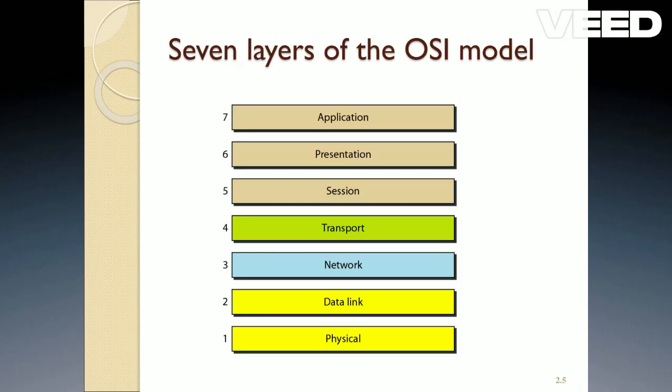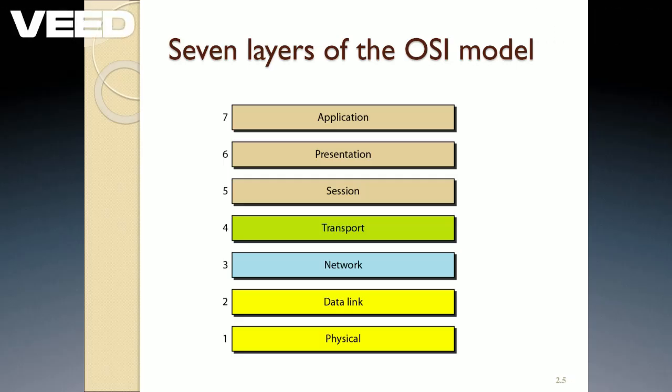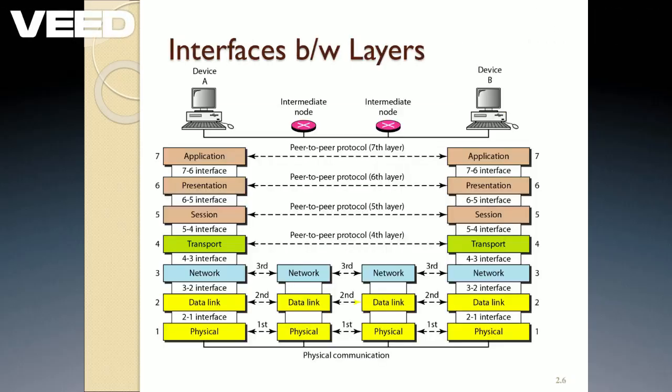Next, we come to the seven layers of the OSI model. Name them as application, presentation, session, transport, network, data link, and physical. Next one, interfaces between layers. What are the interfaces that are present inside the layers? Here, the lower three layers come under hardware layers, and the upper three layers are purely related to software. The center point, the transport layer, comes under both software and hardware parts.